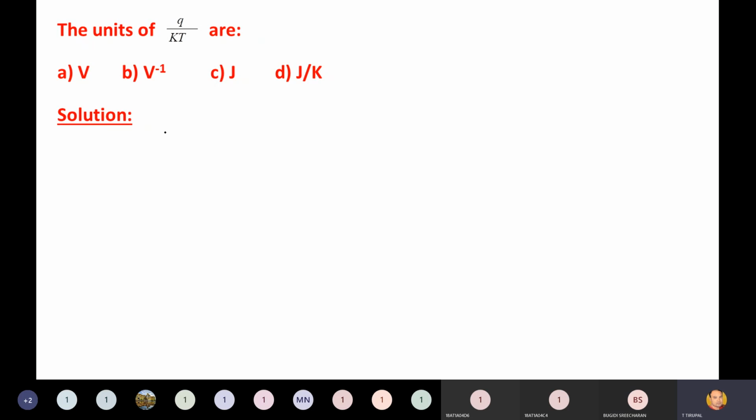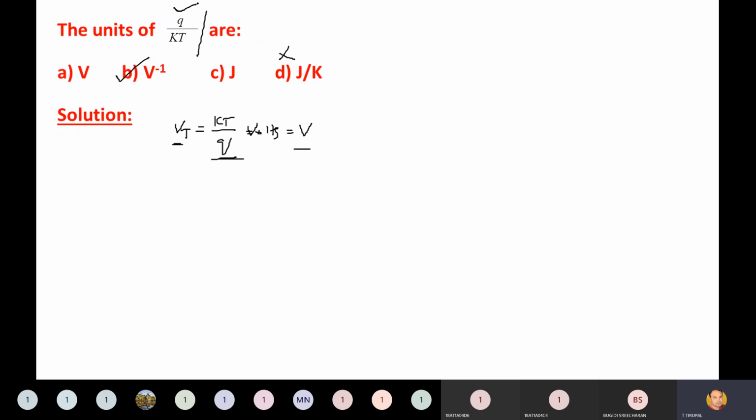What are the units for Q by KT? D, sir. D is wrong. V inverse, sir. V inverse is the right answer. How do you get Q by KT? Tell me, with what formula? Volt equivalent temperature. What is volt equivalent temperature? Vt is equal to KT by Q. KT by Q, it's a voltage. Volt equivalent temperature means what are the units? Volts. Right? It's given by capital V.